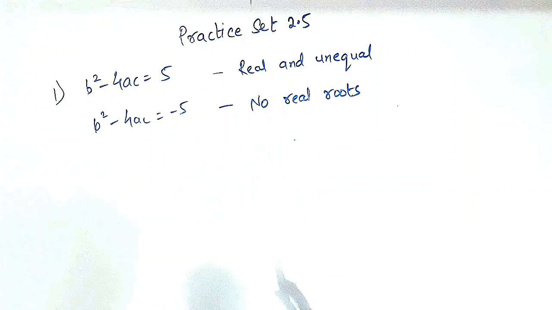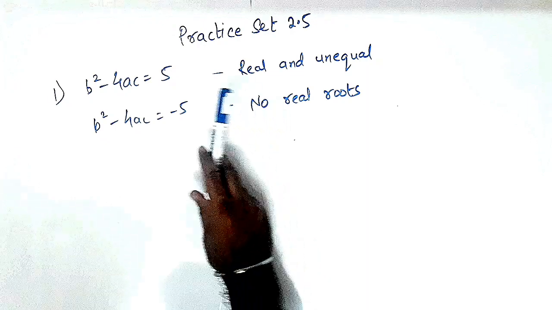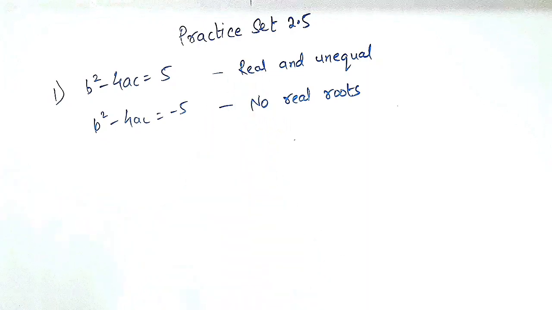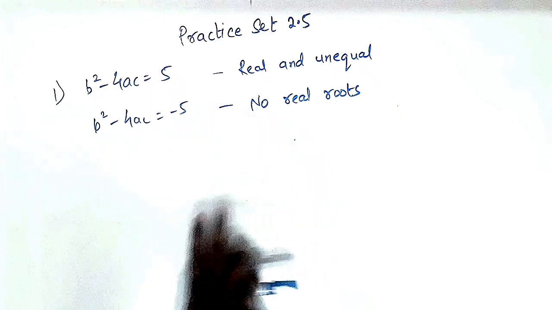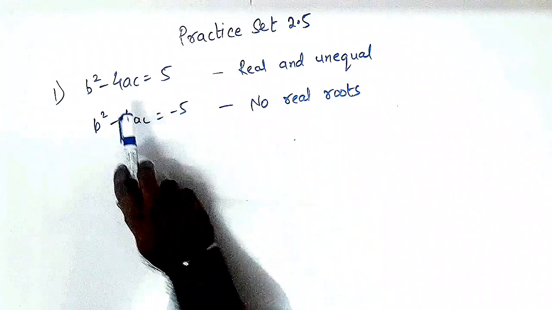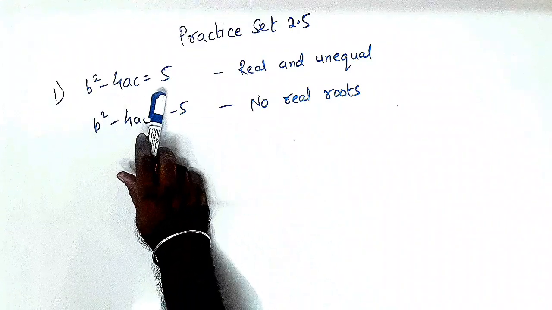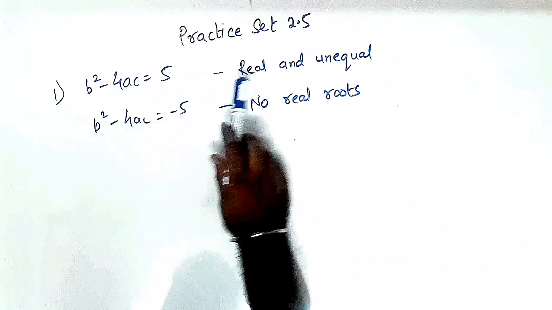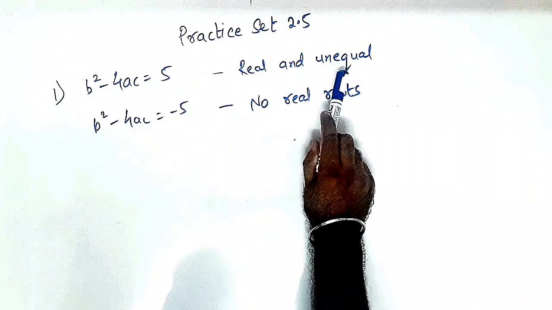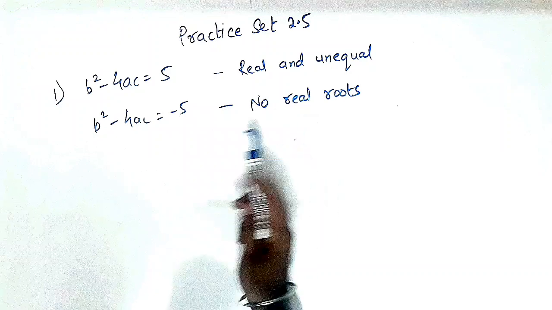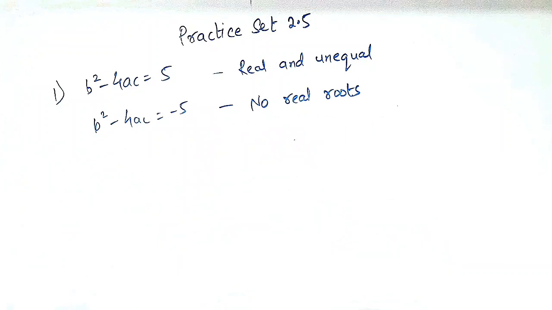As in the last sum we did, you can watch the previous exercise, b square minus 4ac equals 0, so we got two roots which were equal, so real and equal. Now when b square minus 4ac is positive, we'll get two roots, real and unequal. And if it is negative, there will be no real roots. So this thing you have to remember before we start practice set 2.5.